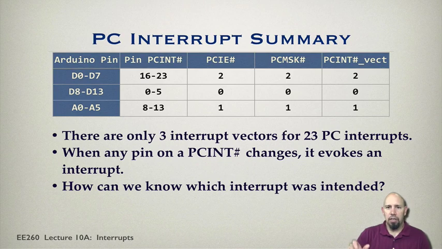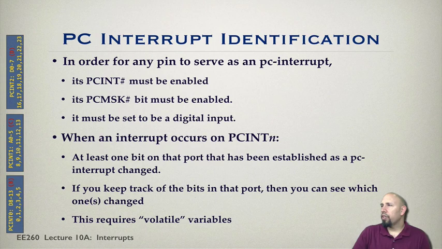Okay, that's what's going to happen. So basically 6 pins would all trigger the same interrupt. Okay, PCInt1. These pins would trigger PCInt0 vect, and these pins would trigger PCInt2. Okay, so it's important to understand how we can know which interrupt was intended. So in order to know, we first have to understand how things are kind of set.